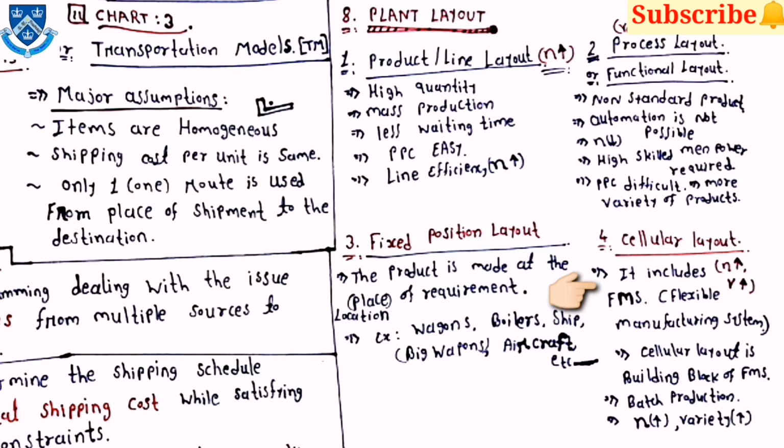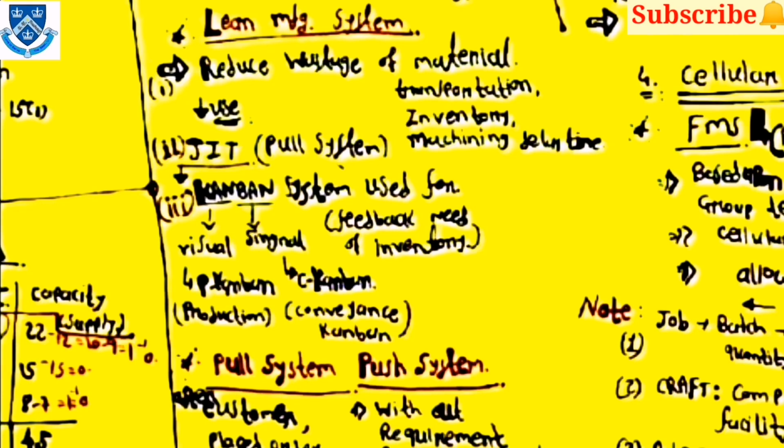It includes the FMS. Here FMS stands for Flexible Manufacturing System, and cellular layout is the building block of the FMS. In this layout, batch production can be done. You can say that cellular layout is the combination of product layout and process layout, because with this layout you can get more line efficiency as well as more variety of products. Then after this comes the lean manufacturing system.